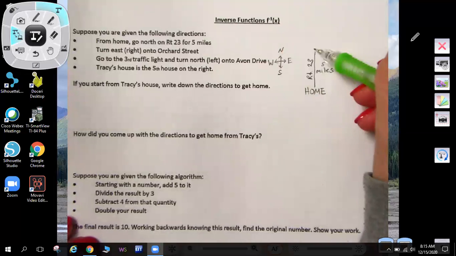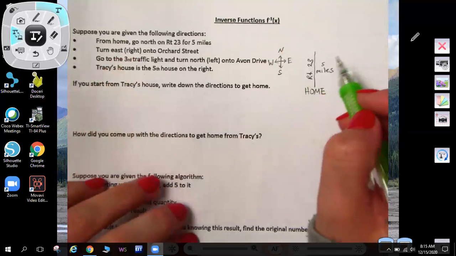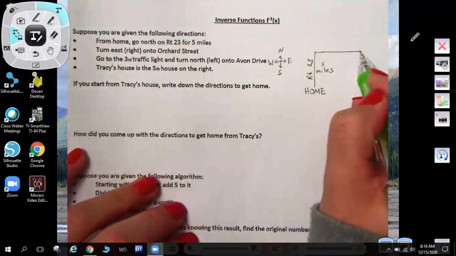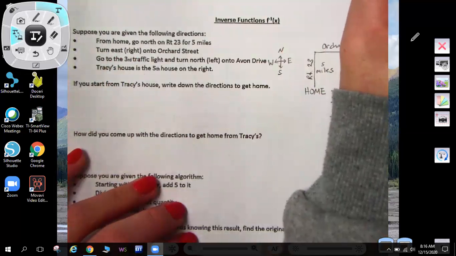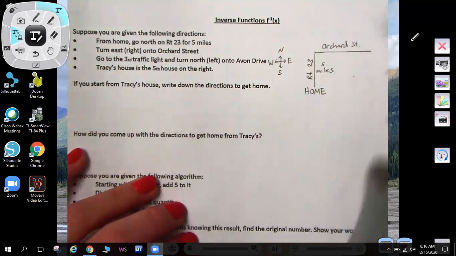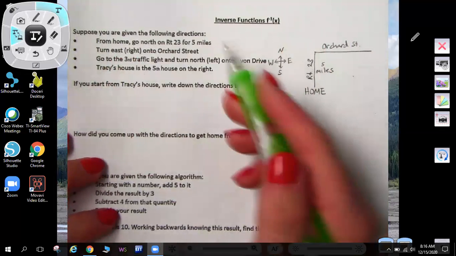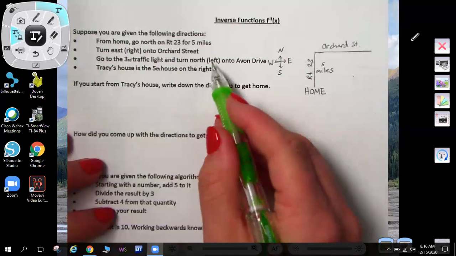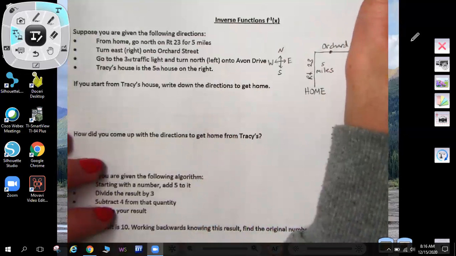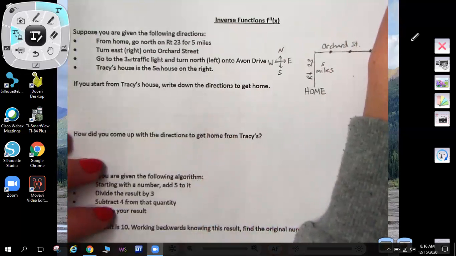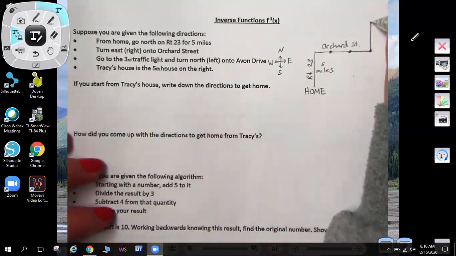So from home, go north 5 miles on Route 23. Turn east, which would be a right turn, on Orchard Street. So here's Orchard Street. And we made a right turn on that. Go to the 3rd traffic light and turn north, which would be a left turn onto Avon Drive. Okay, so we're going to pass 1, 2 traffic lights, and at the 3rd traffic light, we're taking a left turn onto Avon Drive.